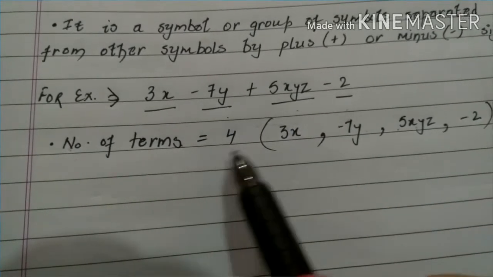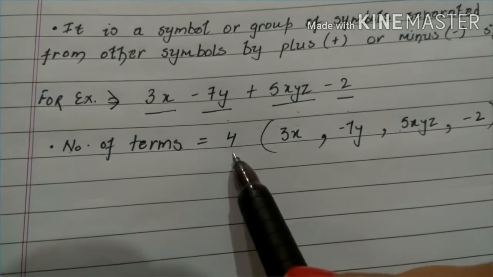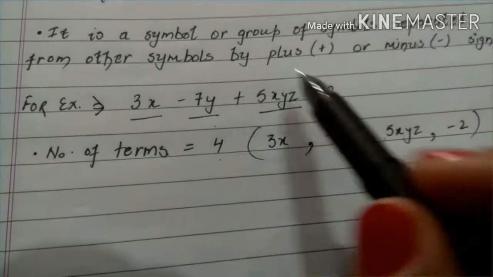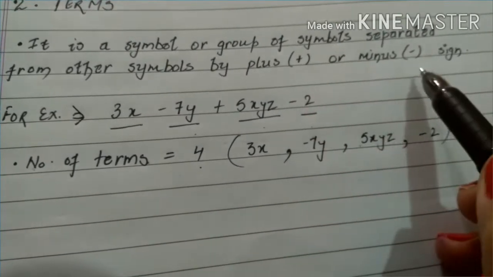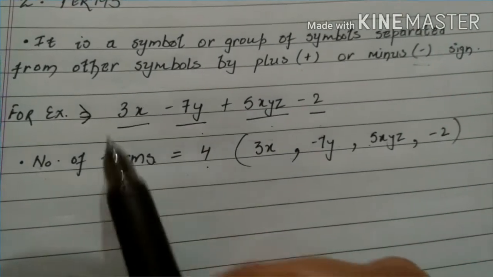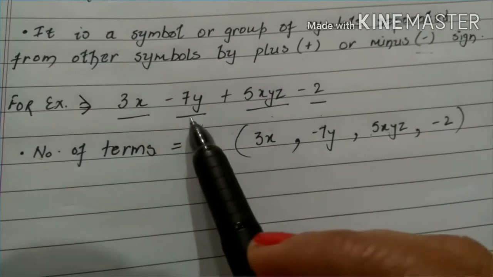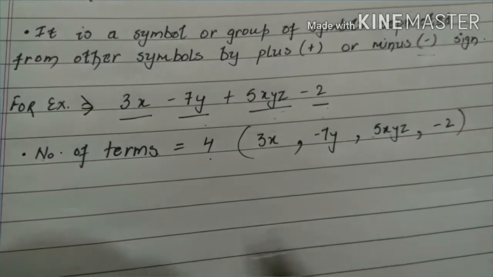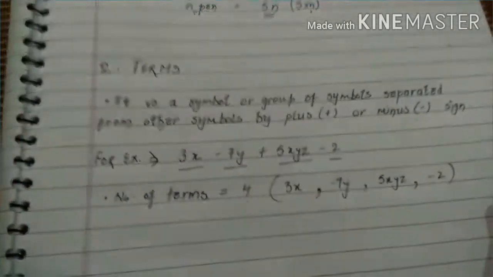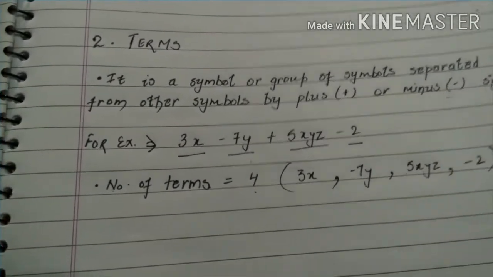So here the number of terms is 4, because, as I have explained, they are all separated by plus and minus signs. So you can see the first term, second term, third term and fourth term. Like this you can find out the number of terms in an algebraic expression.